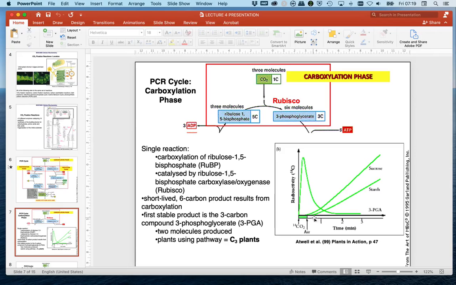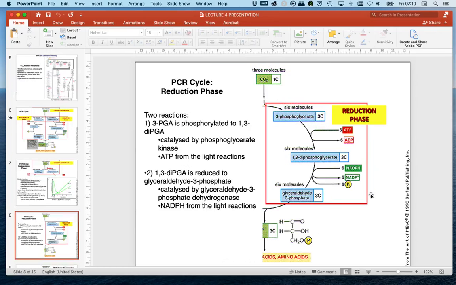Later on, in this chase period, when air is given back to the plant, we can see the radioactivity coming up in sucrose and also in starch, which of course is polymers of glucose molecules. So the 6-carbon compounds, the carbohydrates that are eventually made. But the first stable compound is 3-PGA. Okay, so that's it for the carboxylation phase. Single reaction catalyzed by Rubisco.